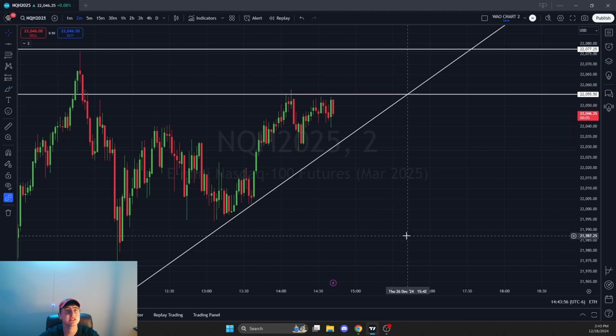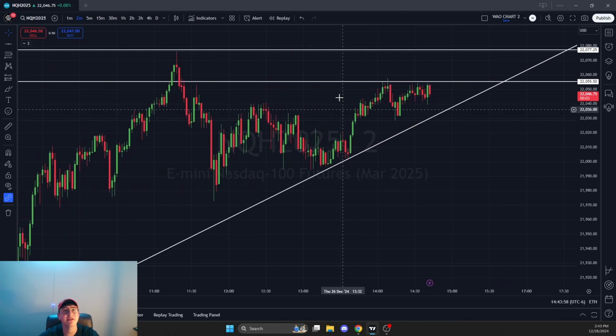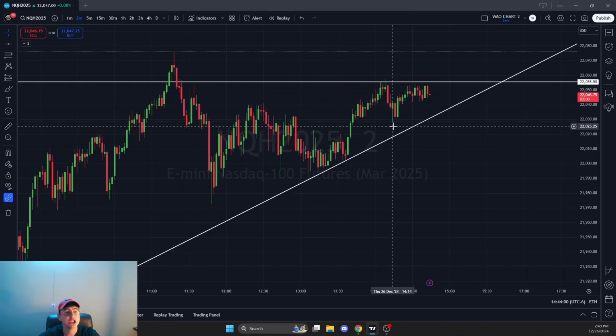I could draw a resistance level right here, and let me even get rid of this line right here. Just by having these two lines, you guys can see that we're in an uptrend currently, and we have resistance right here, and we can make our decision.